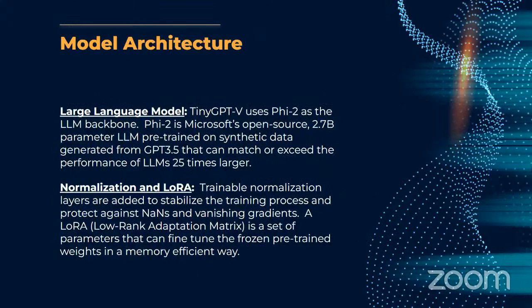And the LLM, again, is the large language model. It's leveraging an input text prompt to generate a realistic and relevant response. Large language models are also built off of the transformer architecture, leveraging various attention mechanisms in order to capture the long-range dependencies within the input data, in this case, within the input text sequences. In our case, TinyGPT is using Phi-2, Microsoft's open source LLM.